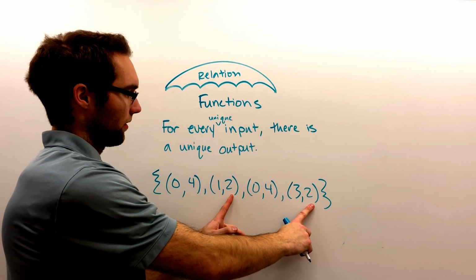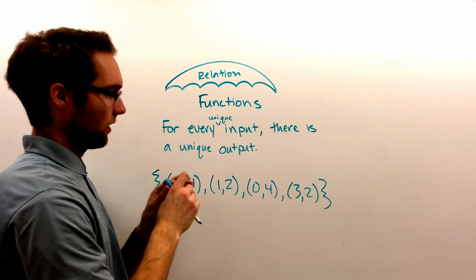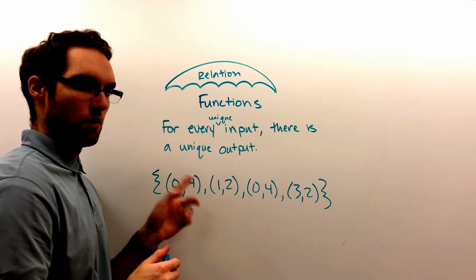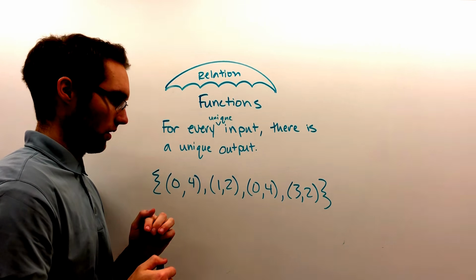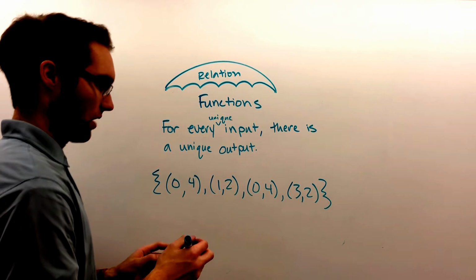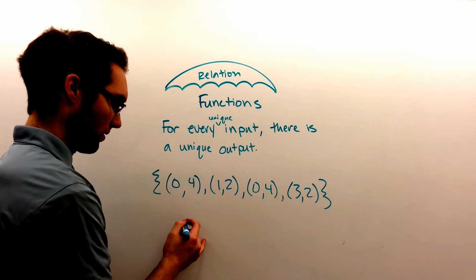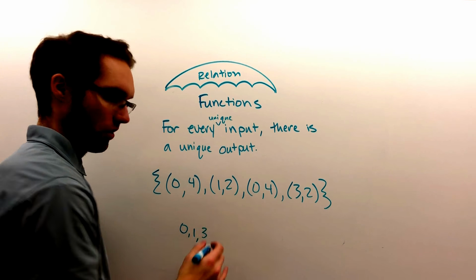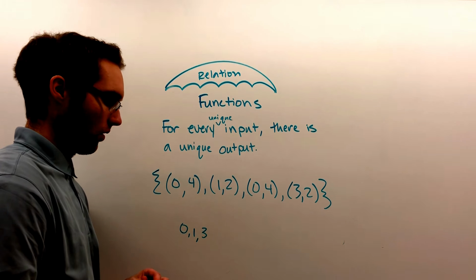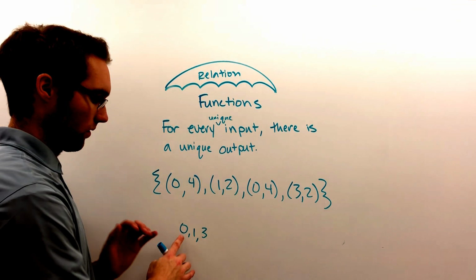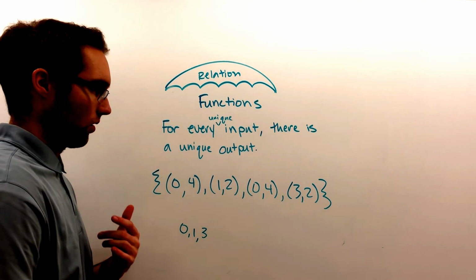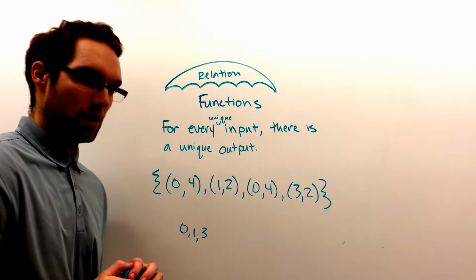So if we look at our definition again, for every unique input, there's a unique output. That's what makes a function a function. If we look at our unique inputs, we just have 3 of them. We have 0 that happens twice, we have this 1, and then we have a 3. Those are our unique inputs. So for every unique input, 0, 1, and 3, there's a unique output.